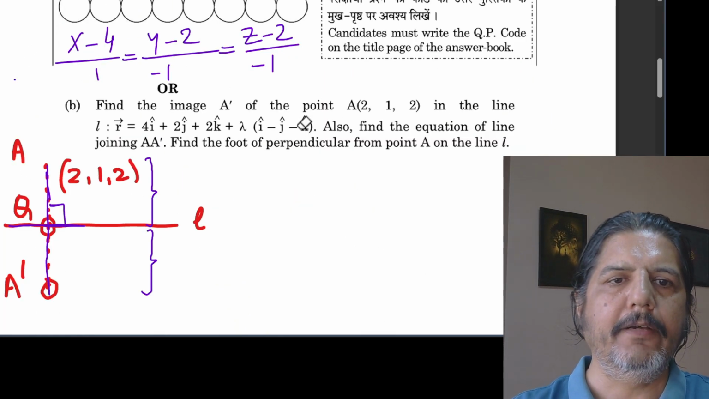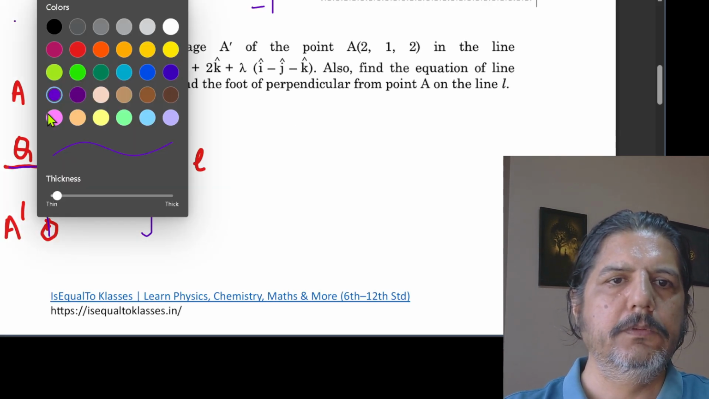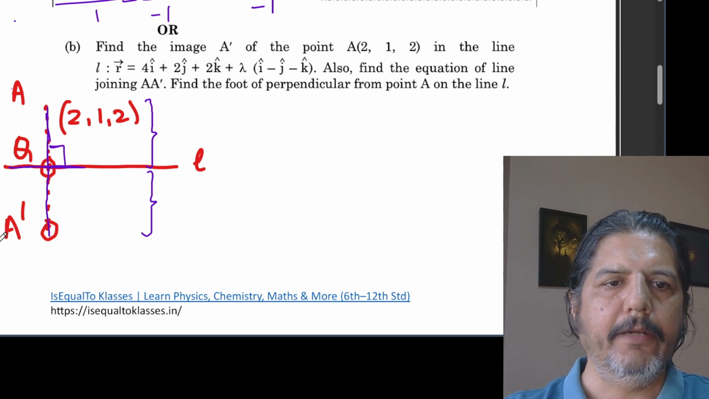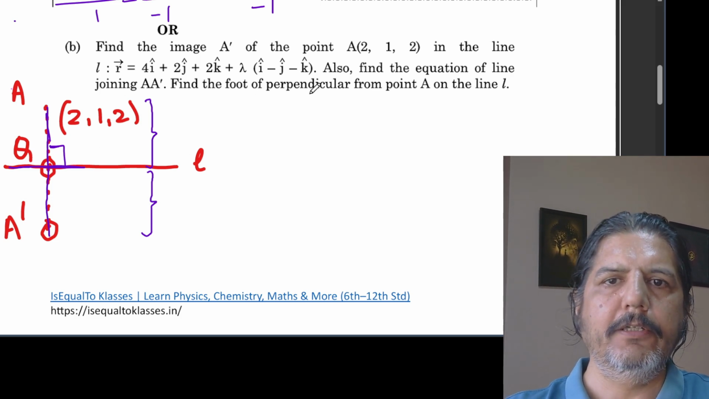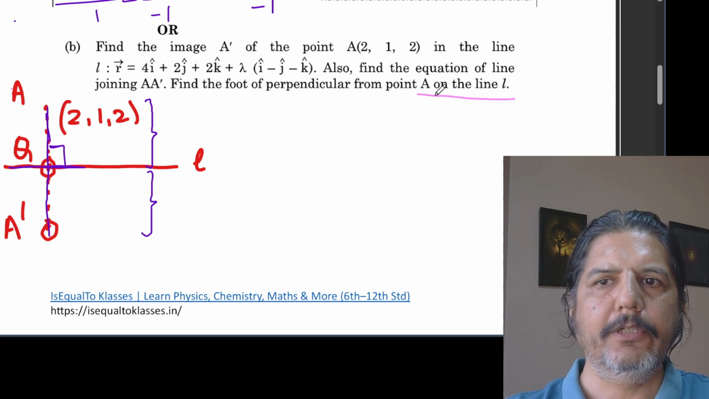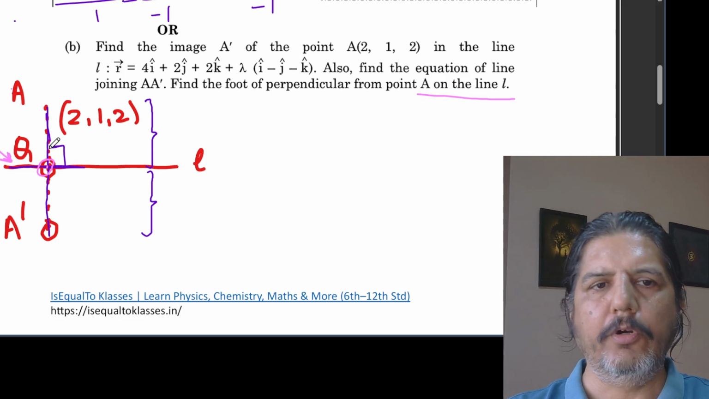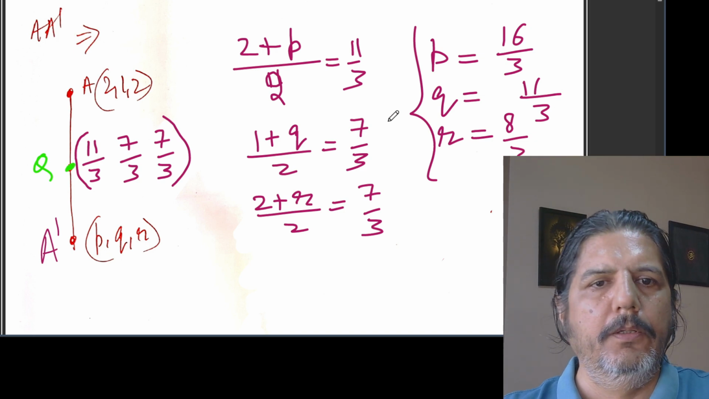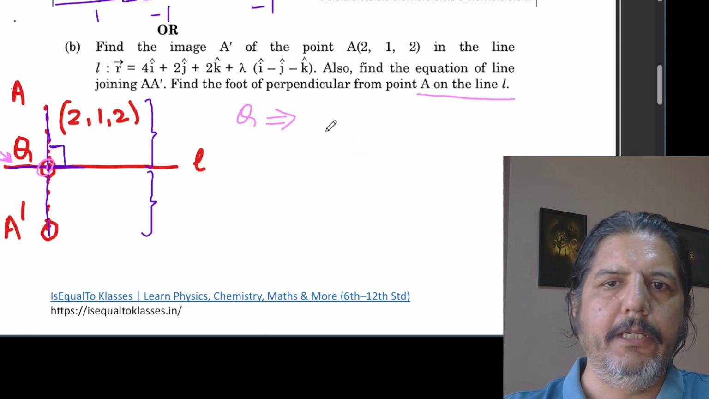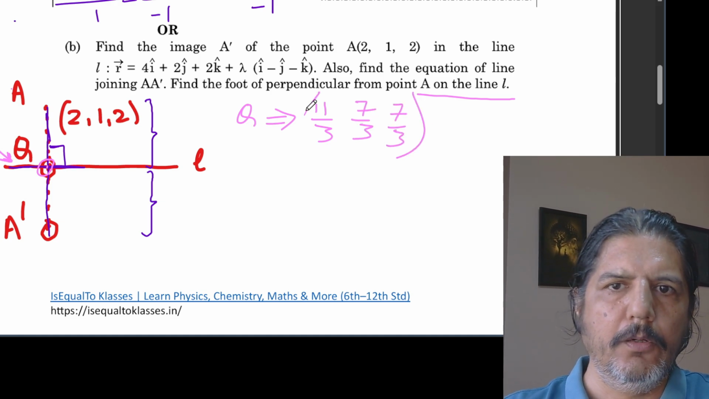Let us see where I have reached. Find the image AA dash, I still have to reach here. Finding the equation of the line joining A dash is also pending. Finding the foot of the perpendicular from point A on the line L is done. Right now I have found this point Q, which is 11 by 3, 7 by 3 and 7 by 3. Okay, let's go forward.